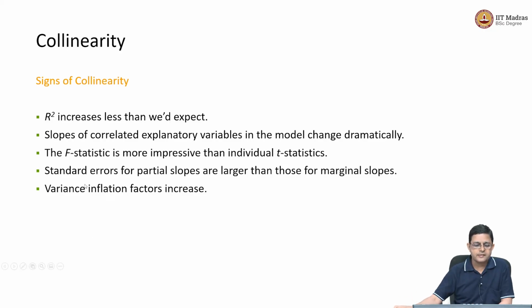We also saw that the standard error for partial slope was larger than the standard error for marginal slope, because of the VIF. Since VIF was significant, the standard error was higher in the MLR than the standard error of the slope in the SLR. So, these are all signs of multicollinearity. These are all signals that our regression model may have collinearity amongst the explanatory variables. Now, what are we going to do about it?